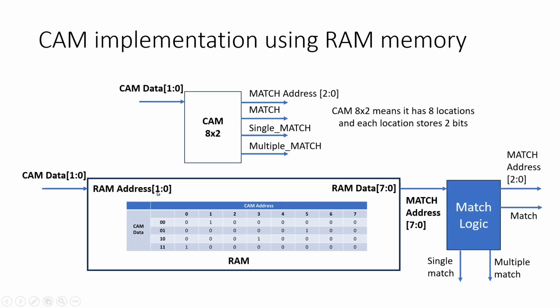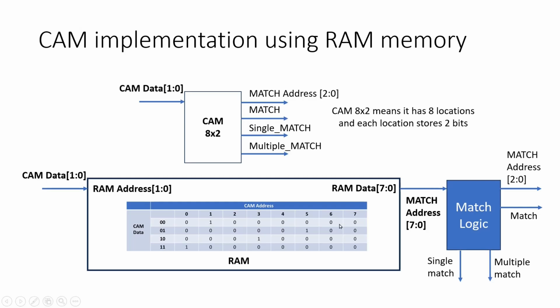At RAM address 10, we will apply cam data 10. So this data we want to search in the cam memory. And according to this cam data, it will select one of the locations. For example, if we select 10, then what will be the output of this memory? It will be 00001 zeros. That means it will say that this is the match address.